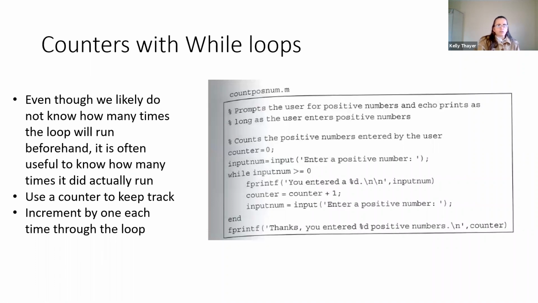We can also use counters with while loops. Even though we likely do not know how many times the loop will run beforehand, oftentimes what we want to know is how many times it actually did run. So we could use a counter to keep track. A counter is just a number that you set outside the loop, and then you add 1 to it each time you go through the loop. If you started at 0 and add 1 each time, the final value of the counter will tell you how many times you went through the loop.